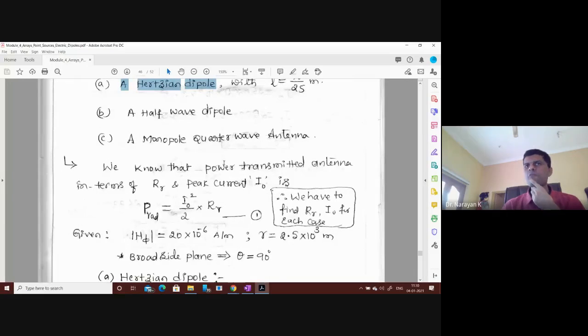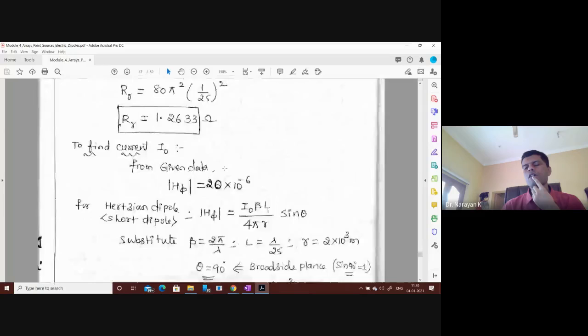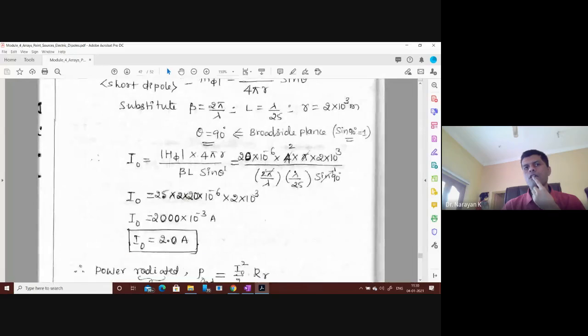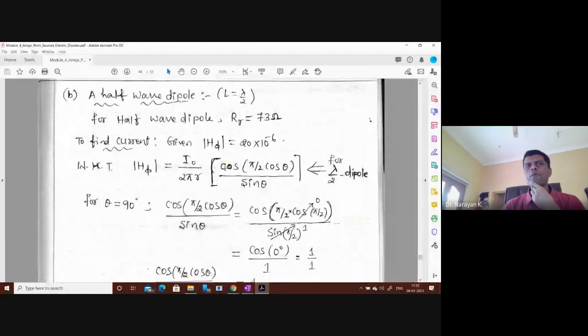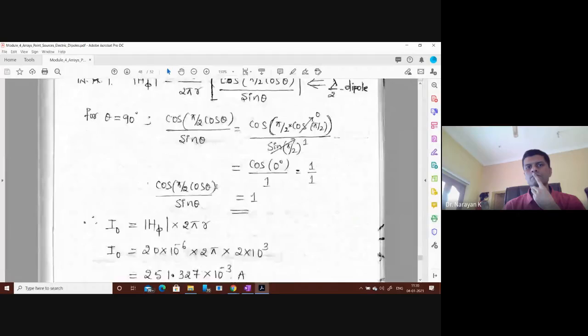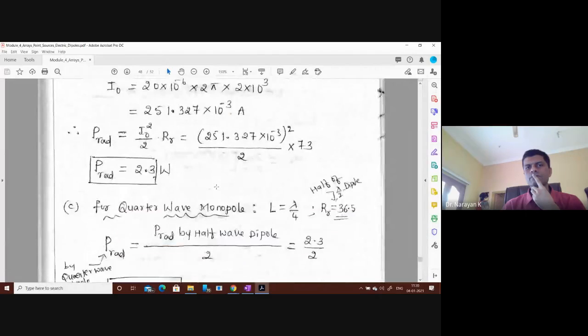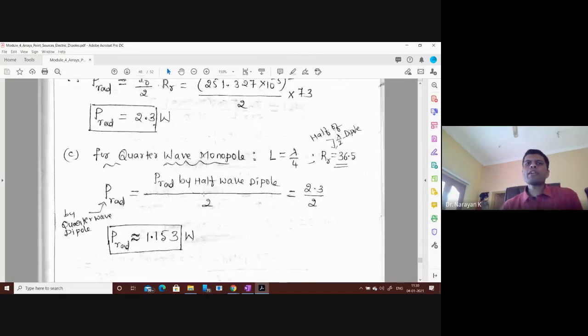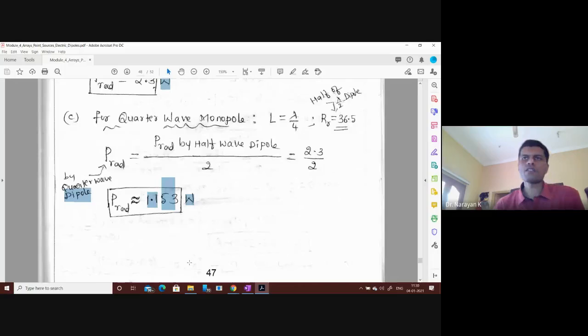For a half wave dipole antenna, for a quarter wave monopole antenna, whatever is the power radiated by the half wave dipole divided by 2. So your power radiated will be exactly half of that, 1.153 watts. So these are the two problems related to lambda by 2 dipole and half wave monopole antenna.